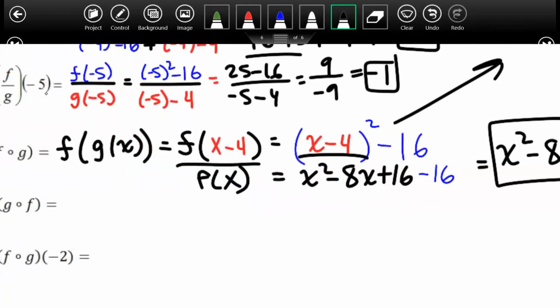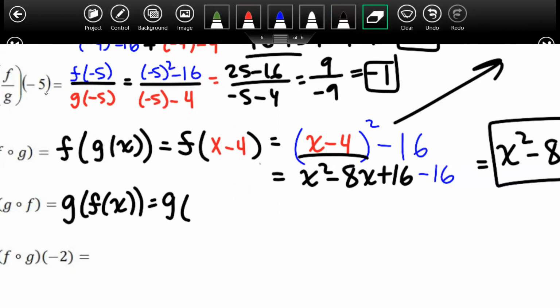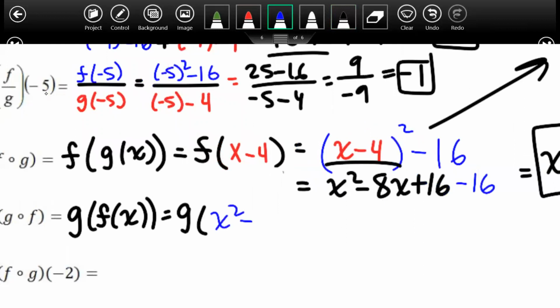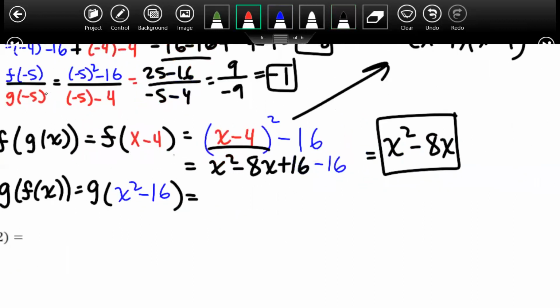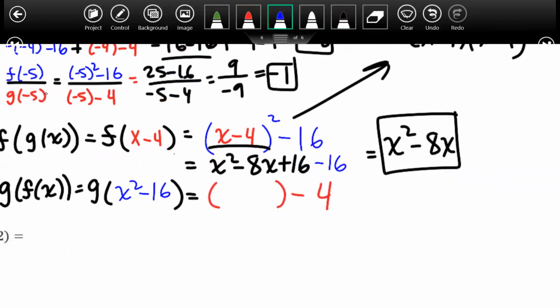Because we're going to have g on the outside of this one this time. G of f of x is our next one. What is our g function? Or sorry, f function? X squared minus 16. So that's what we're going to have to plug in. So we're going to plug in the f function, which is x squared minus 16, into the g function. What's my g function? X minus 4. So it's going to be something minus 4. So that's what we're plugging into. We're going to plug in the x squared minus 16 into that.